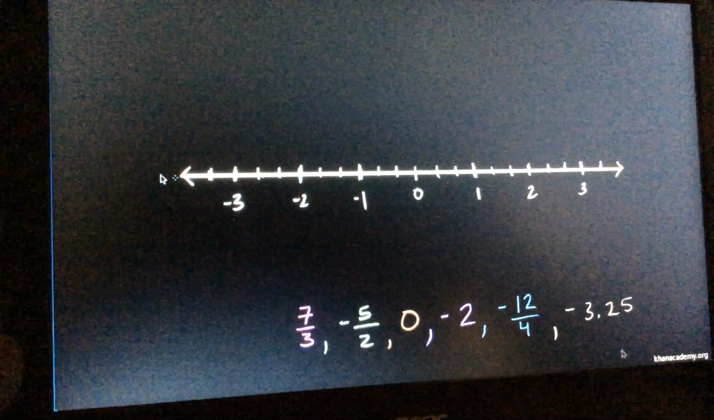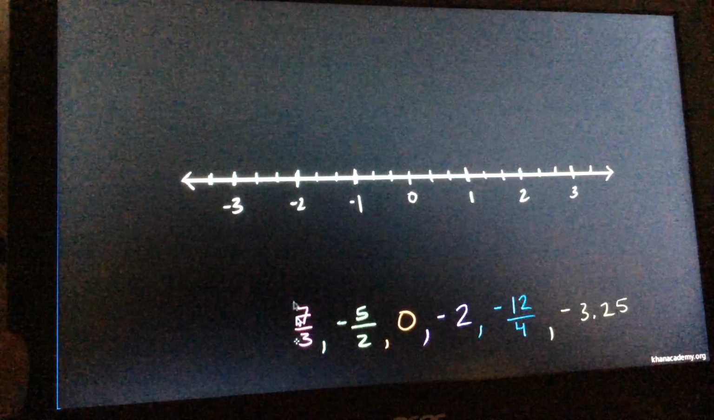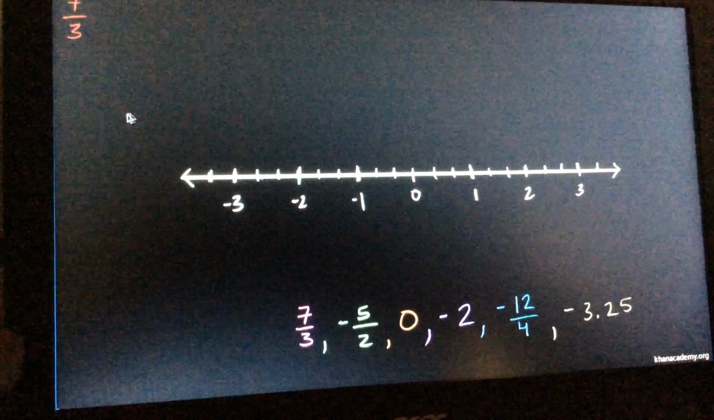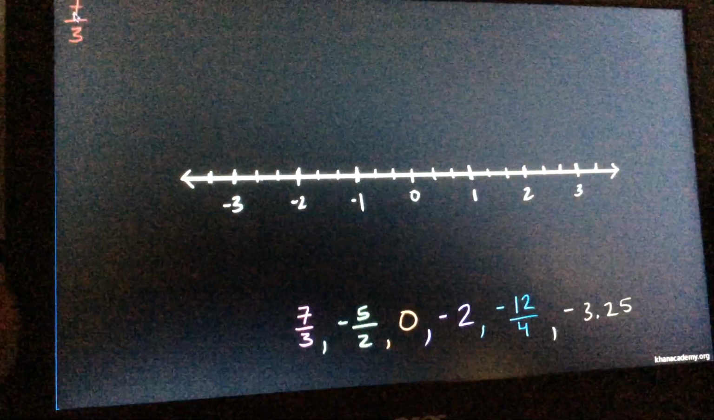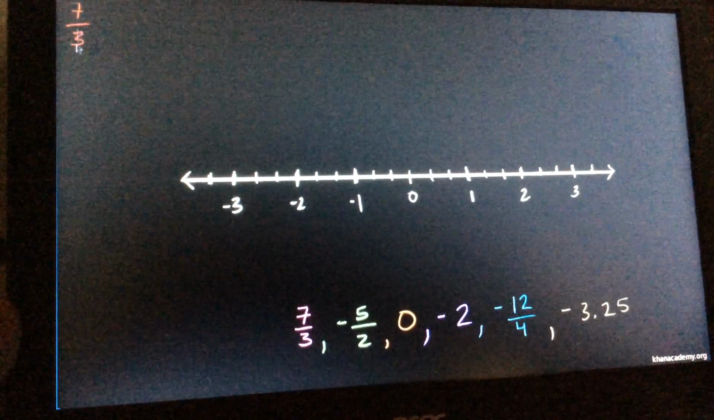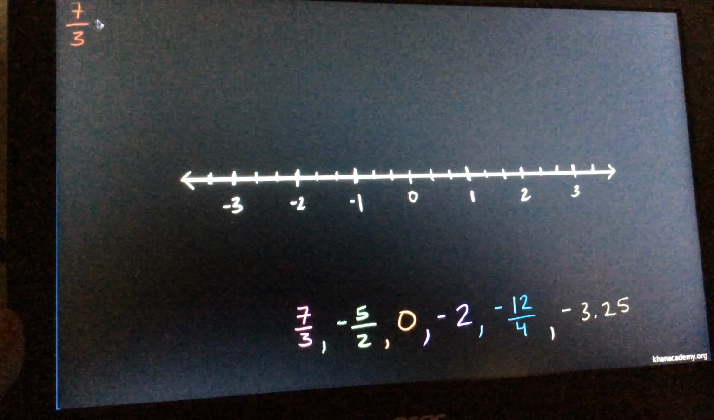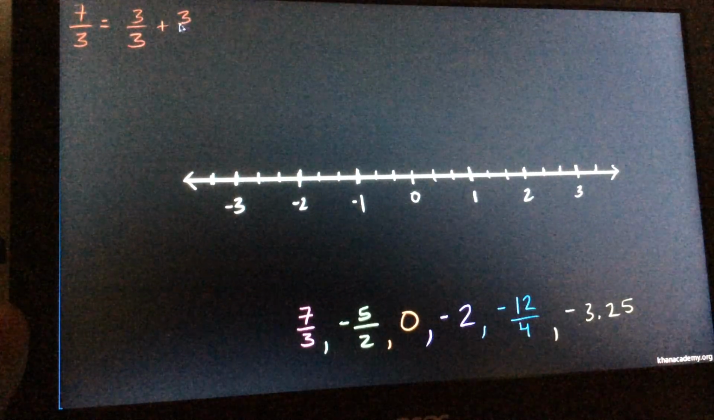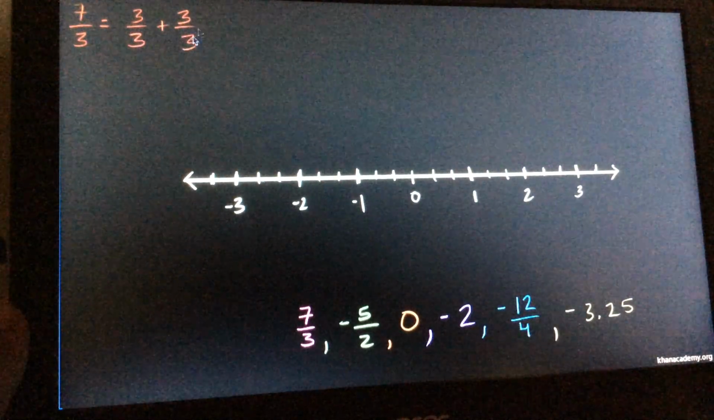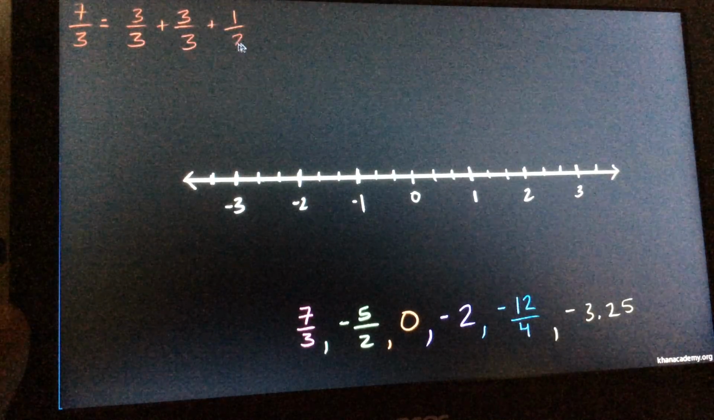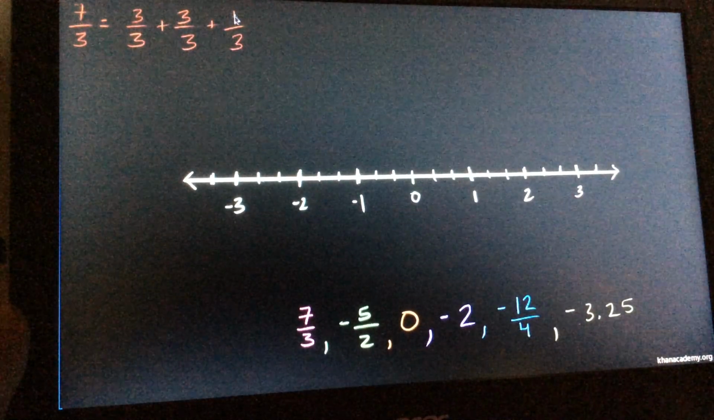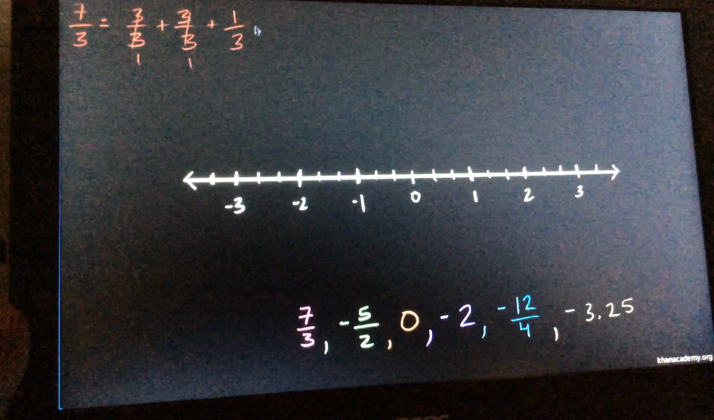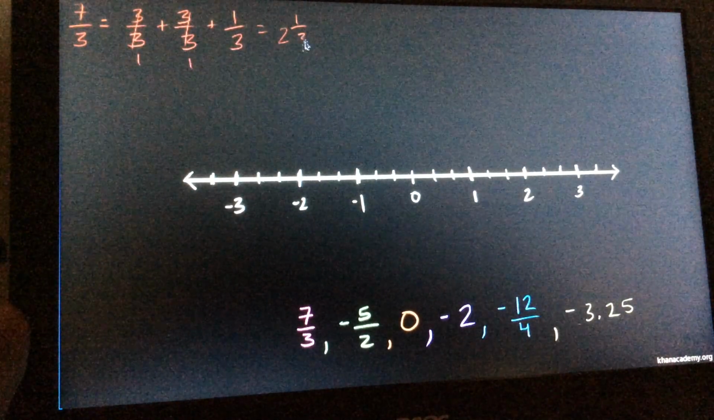And let's just take them one by one. So the first number here, we have 7/3. Let's see if we can express that in a different way. We can write that as a mixed number. So 7/3, how many wholes are here? The whole is going to be 3/3. So this is going to be 3/3 plus another 3/3, which gets us to 6/3. So you're going to have one more third left. So this is 7/3; 3 plus 3 plus 1 is 7. 3/3 is 1 whole, 3/3 is 1 whole, so this is 2 and 1/3.